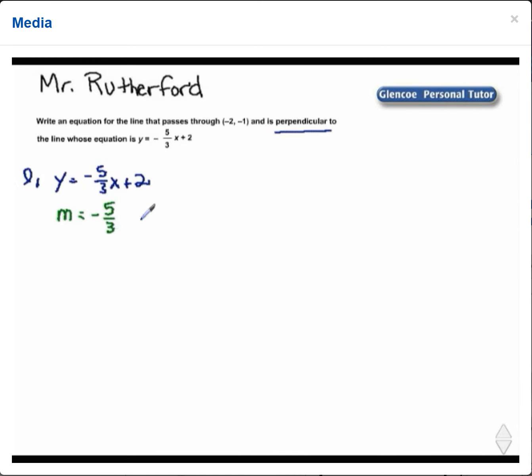Now in order to write an equation of a line that is perpendicular, we need to remember that when comparing two lines that are perpendicular, their slopes are opposite reciprocals. So, the slope here of L1 is -5/3, so the opposite reciprocal of -5/3 is going to be +3/5. So this is going to be our new slope.